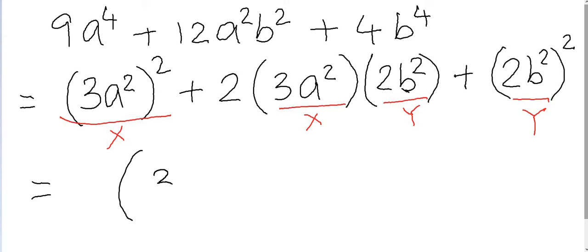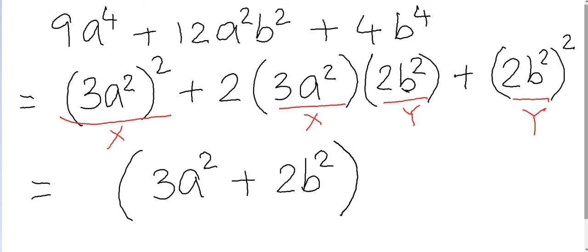So x plus y whole square, which is answer A. So these are really the 3 steps that you can write to get to the answer.